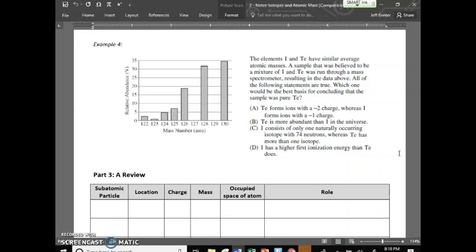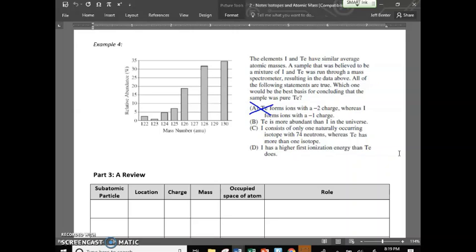Okay, let's go through these one at a time and see which ones we can eliminate. A, tellurium forms ions with -2 charge, whereas iodine forms ions with -1 charge. That is a true statement. You can look on your periodic table. Iodine's a halogen, so it forms -1. Tellurium is in the oxygen family. It forms -2. True statement, but this is called a mass spectrum for a reason, because it has to do with mass, not charge. And so, although it's true, this does not explain what we're trying to explain here. All right, so we can cross out A because the charge doesn't matter.